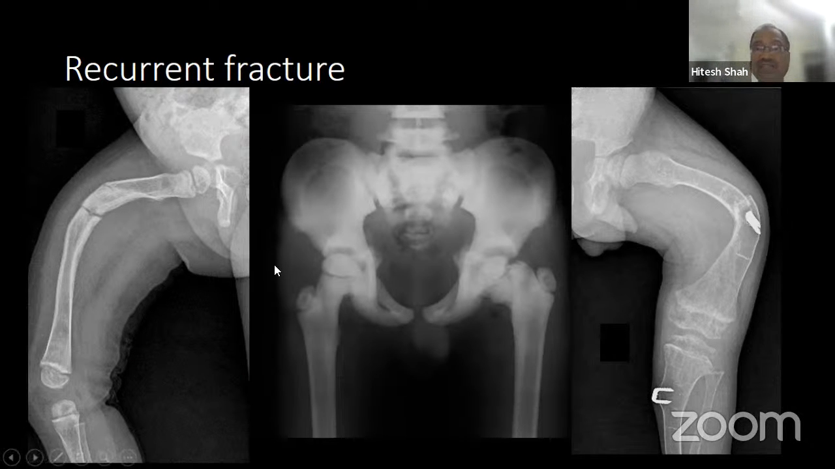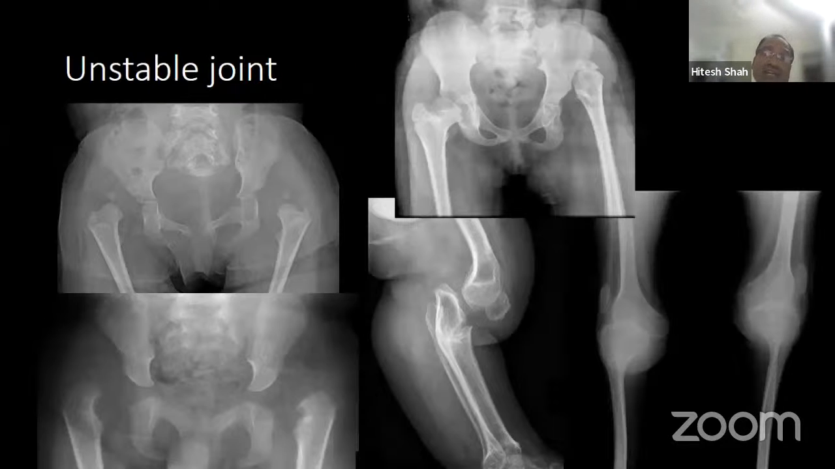So these 3 may all present like a recurrent fracture, but the management would be different. It is required to increase the bone density when there is osteogenesis imperfecta. When it is a renal problem, we need to address the renal problem first before going for the fixation or definitive treatment.